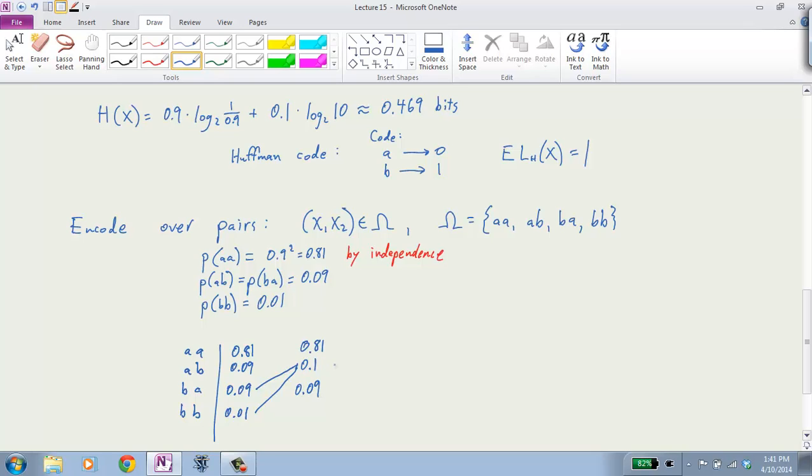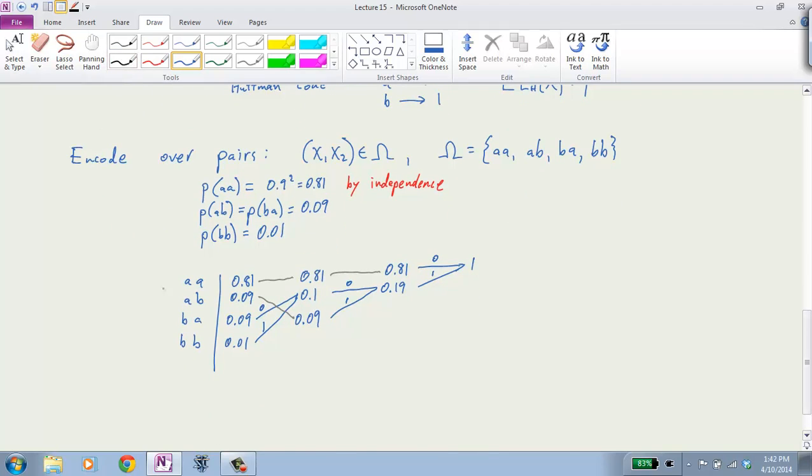And then on our next step, we combine these two. They stay the smallest, 0.19. I will use gray to show the ones that did not combine. And then finally, like this. Then we just arbitrarily go assigning labels, 0, 1, 0, 1, 0, 1, and then we shake out our tree to get the code words, or we just write them over here.